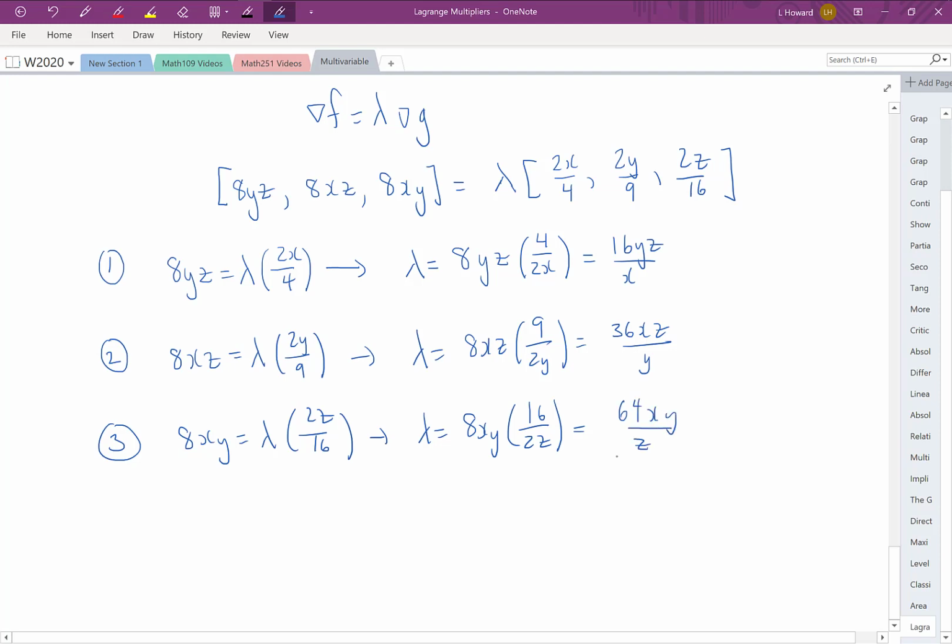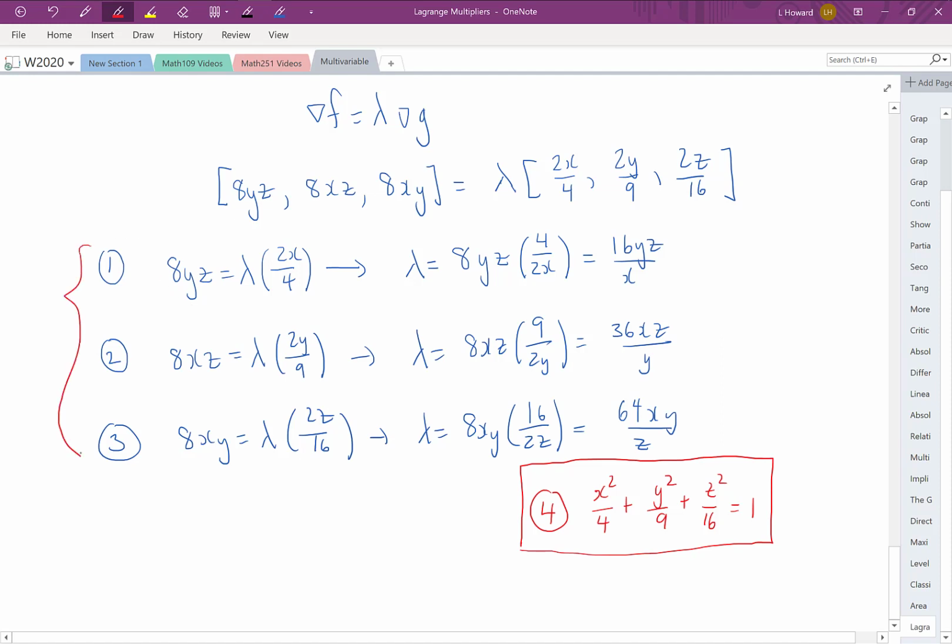64xy over z. Now somewhere on the side here, we should write down our 4th equation, which is the constraint, just the equation of that ellipsoid that we were working with in the problem. So that was x squared over 4 plus y squared over 9 plus z squared over 16 equals 1. So I consider this a separate type of equation because it doesn't have a lambda in it, whereas the first 3 equations all had lambdas in them.